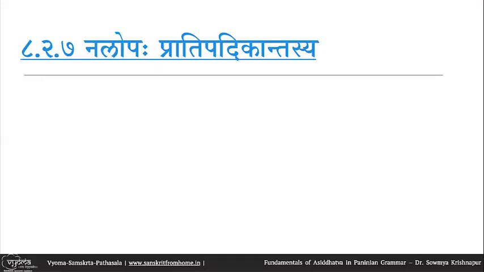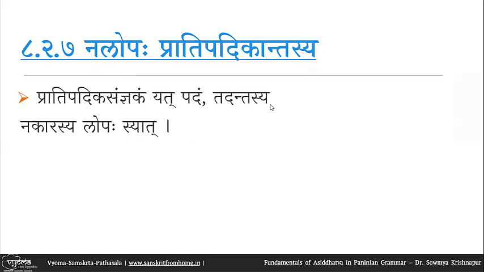So to understand this, we need to briefly understand two sutras. First sutra is nalopah pratipadikantasya. It is 8-2-7, so it is in the beginning of the Tripadi. Pratipadika samyakam yat padam tadantasya nakarasya lopah syat iti sutrarthaha. So where there is a pada, we know suptingantam padam or swadishva sarvanamasthane, etc. So there is pada samya.